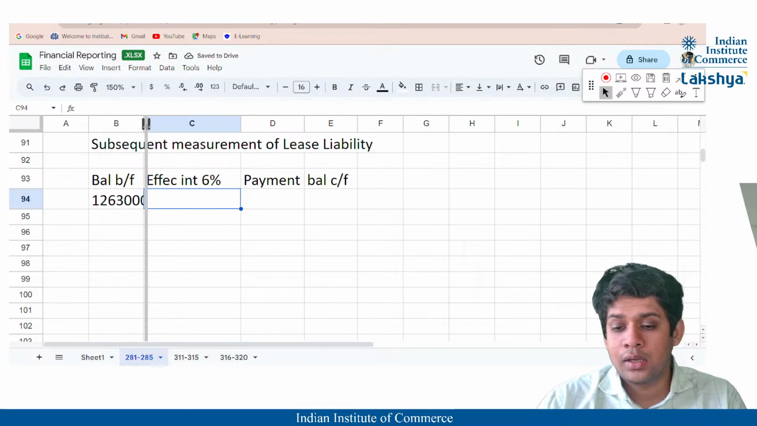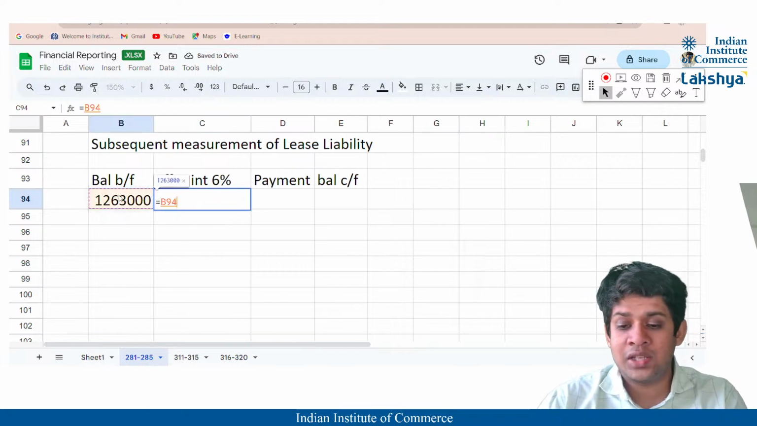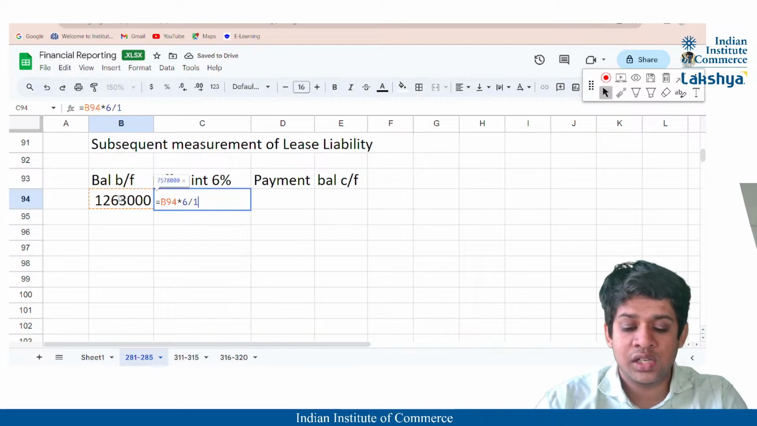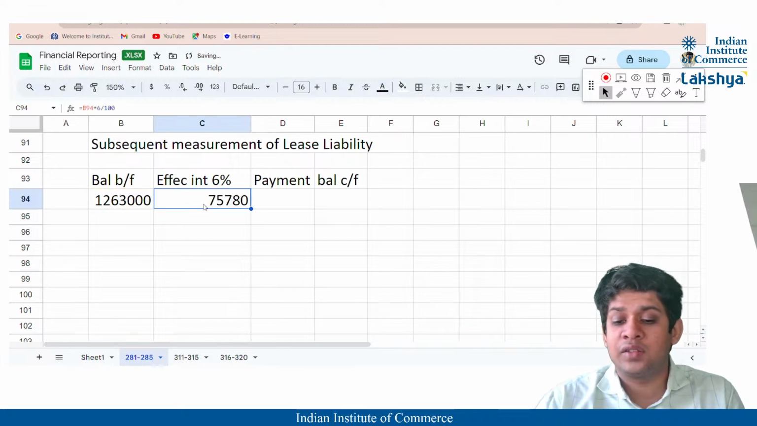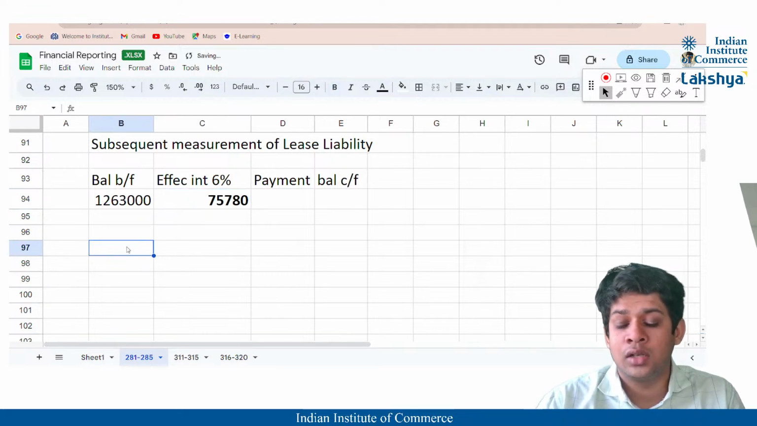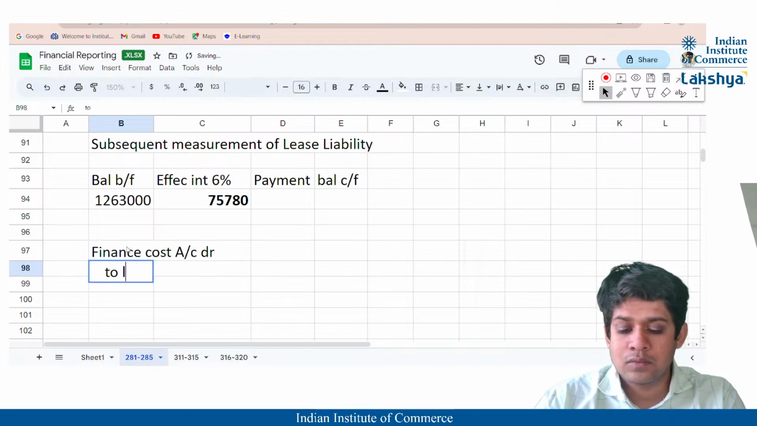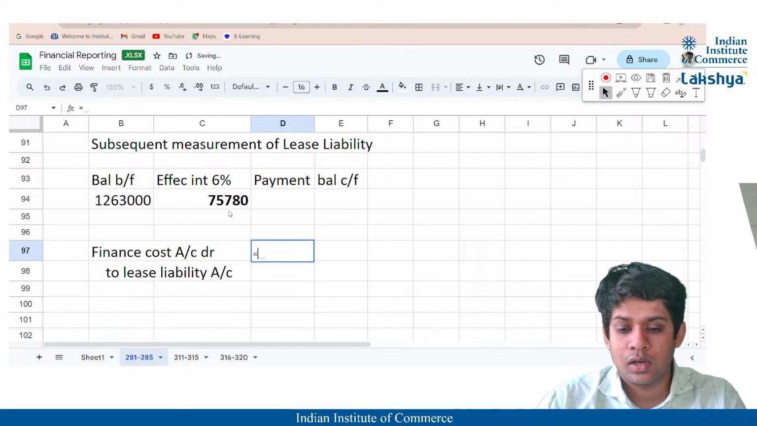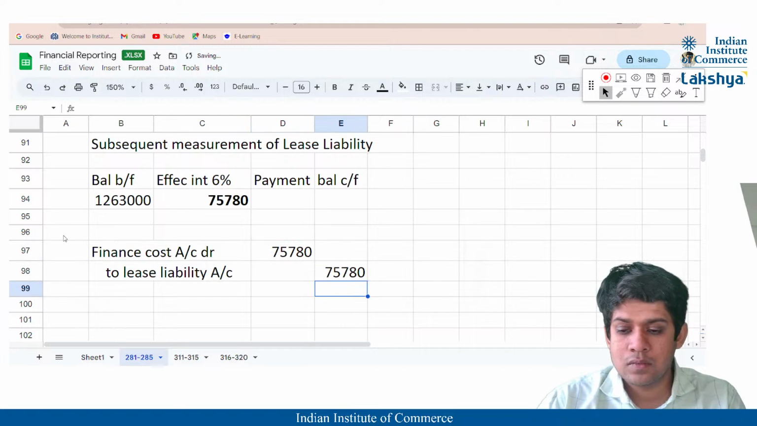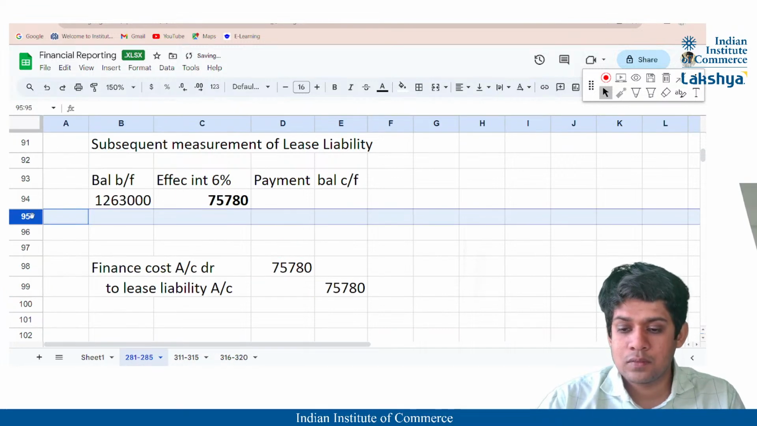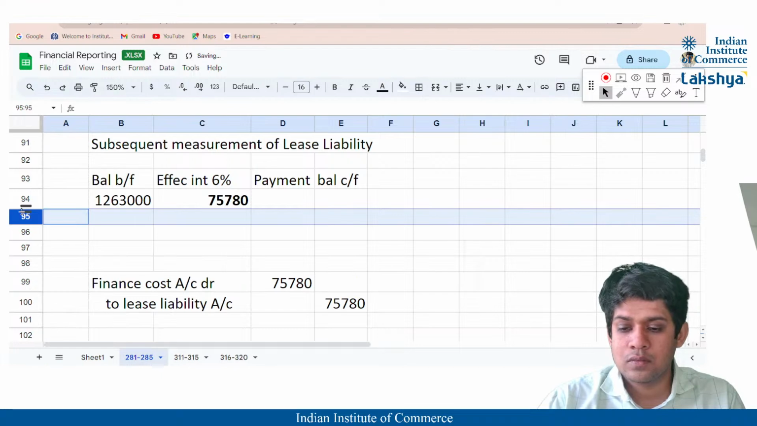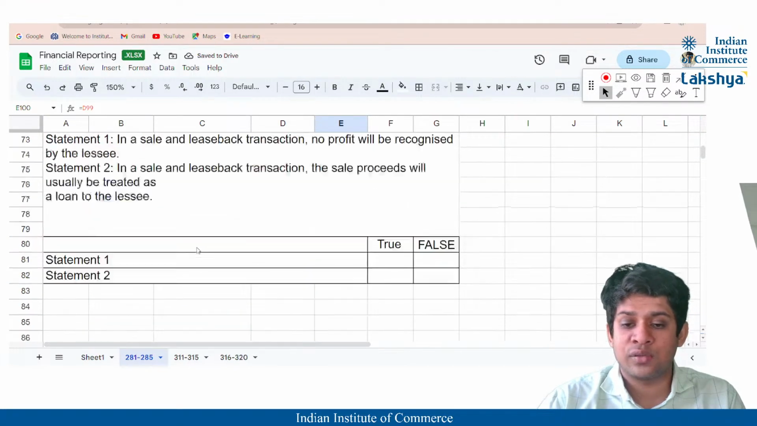On that, my effective interest rate will be charged: 12,63,000 into 6%. That will be 75,780. And this is the expense that is to be treated within the statement of profit or loss. The journal entry for it is finance cost account debit to lease liability account, as it increases my lease liability account. So this is the finance cost for the year.